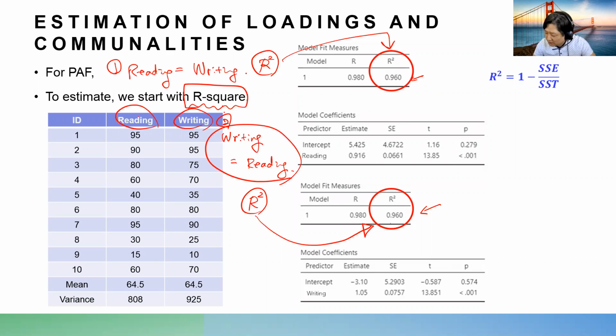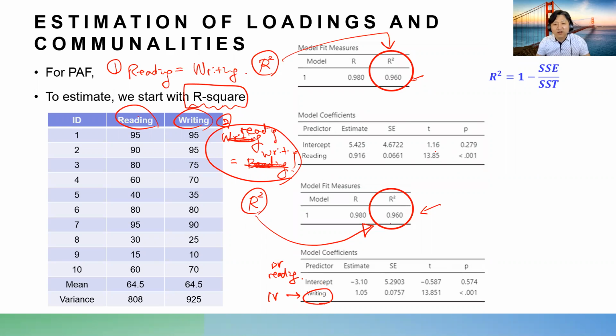So actually it's the opposite, I'm sorry. It should be writing, it should be reading. So it's the writing. This is our IV, DV is reading. Okay, so anyway, you got that, right?